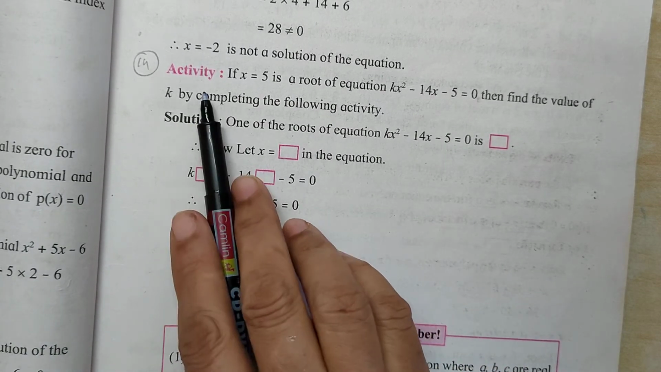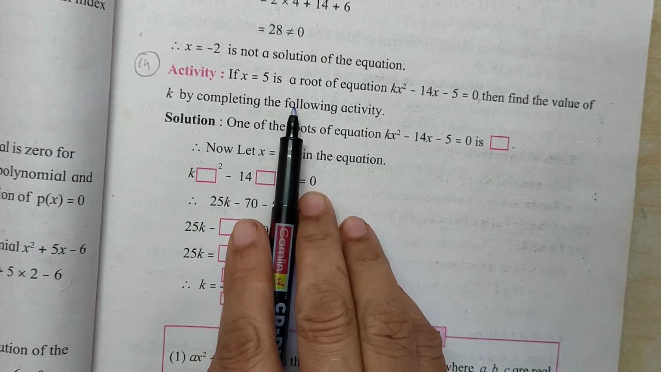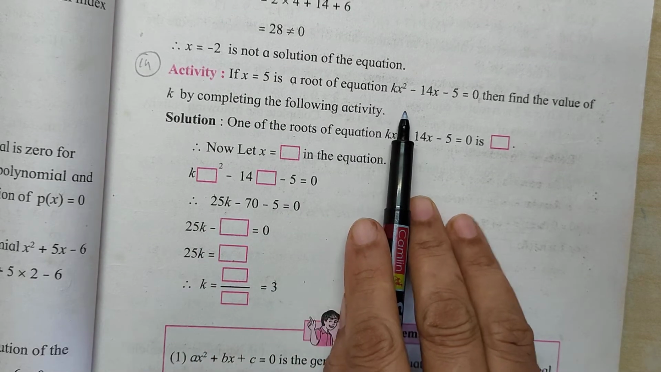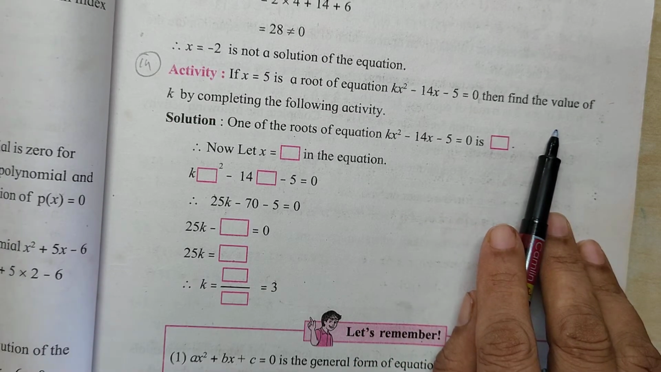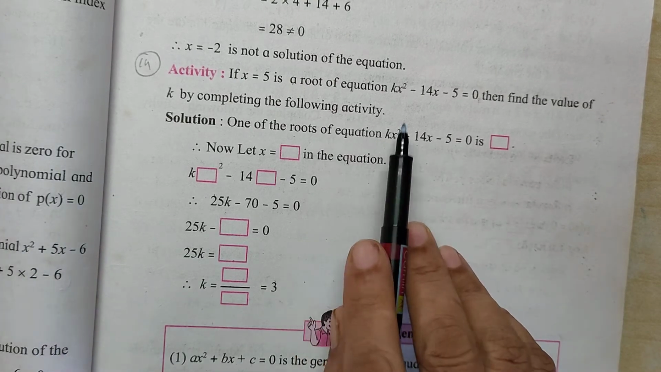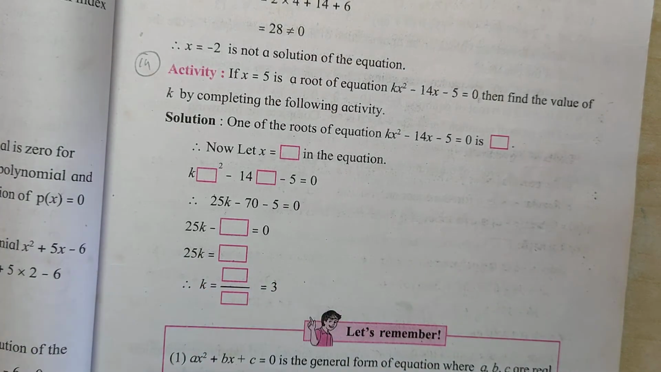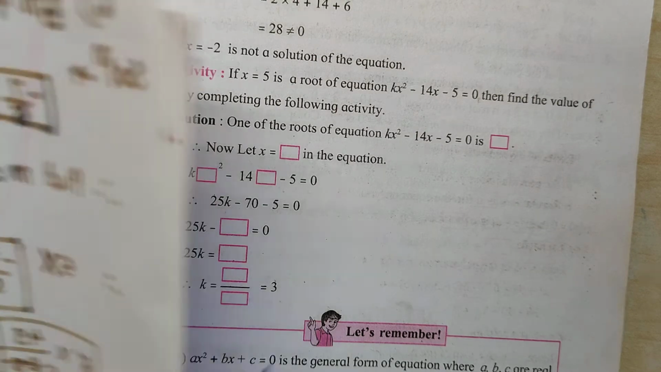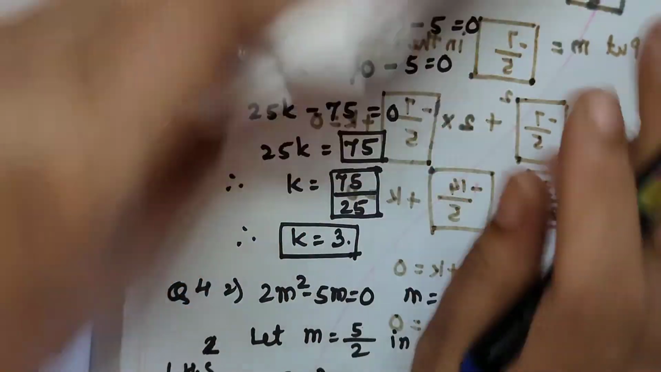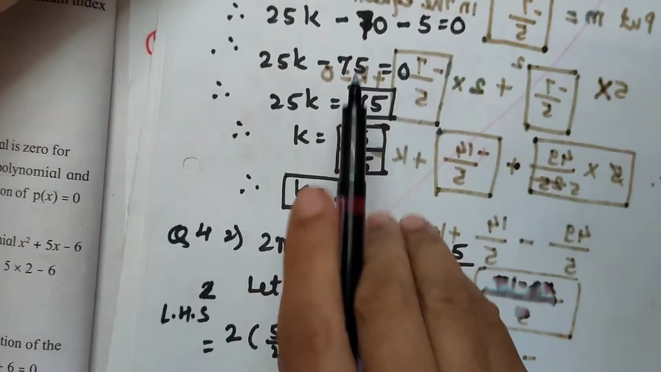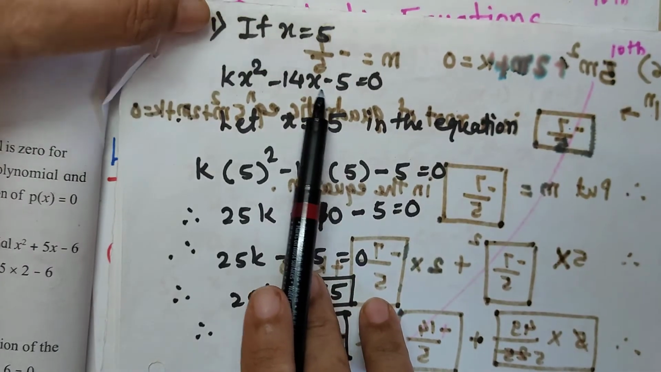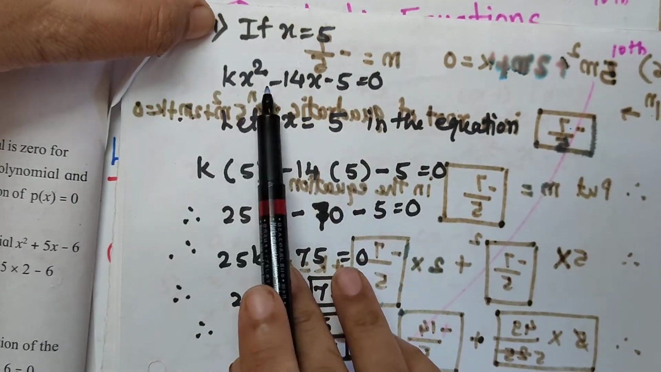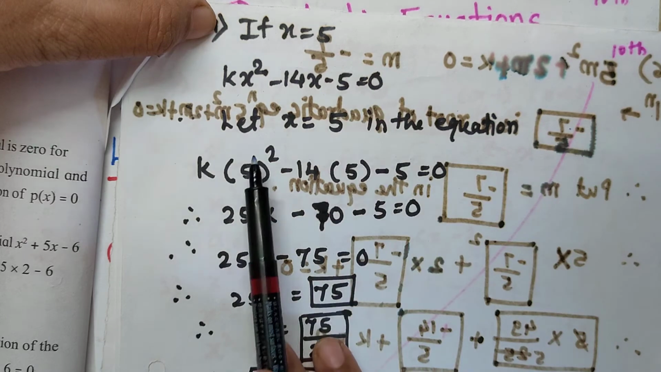Now we will see this activity. x = 5 is a root of the equation kx² - 14x - 5 = 0. Then find the value of k by completing the following activity. Now we will solve this activity. See here, the value of x is given as 5. We will solve this equation this way. x = 5. Then we will write the equation kx² - 14x - 5 = 0.